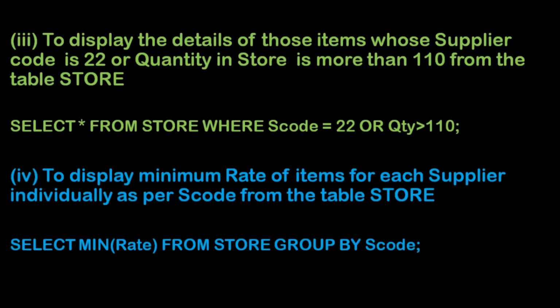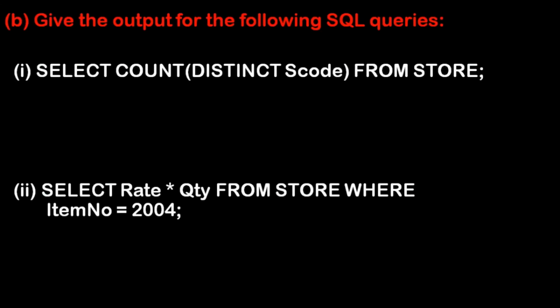Most of you get confused with the order by and the group by clauses. Order by is for arranging in ascending and descending order. Group by is for grouping based on the code. Okay. The next thing is the second B question. Give the output for the following SQL queries. Queries are given and you are asked to write the output.